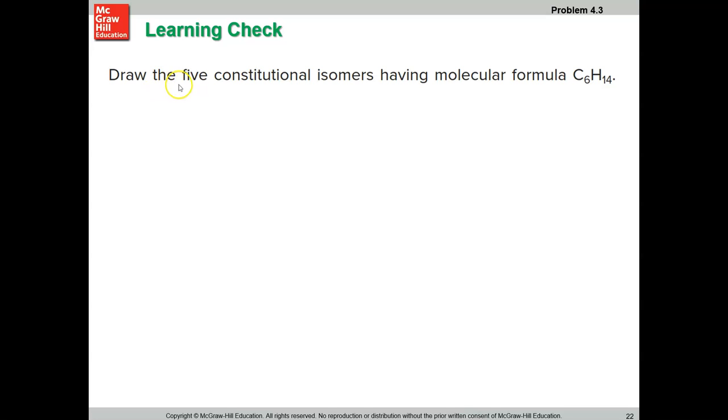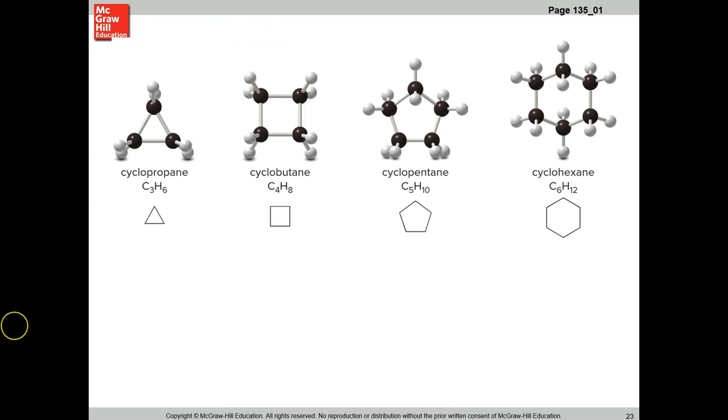I'd like you to draw the 5 constitutional isomers having a molecular formula of C6H14. So how many different ways can you draw this out that are different and unique carbon structures? Bring this with you to class on Wednesday, and we'll talk about the answer.